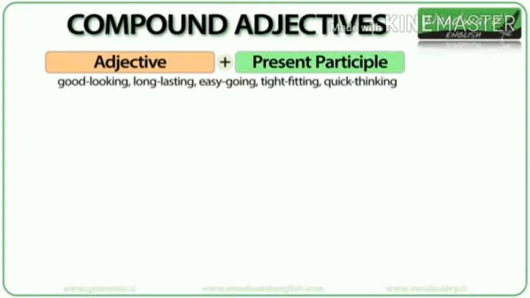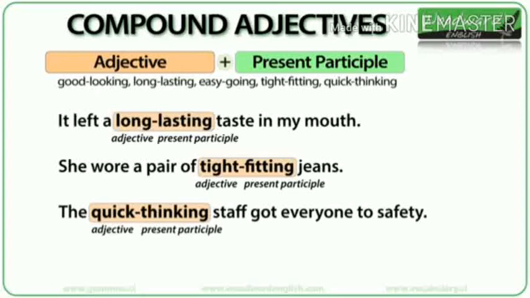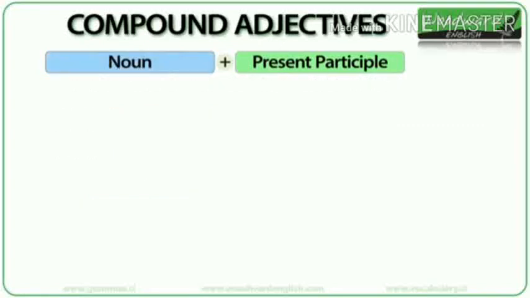Now, adjectives and present participles. Using these two, we can make compound adjectives. Good-looking, long-lasting, easy-going, tight-fitting, quick-thinking. These are the compound adjectives. By using adjective and present participle, we make them. It left a long-lasting taste in my mouth. Long is an adjective, lasting is a present participle. She wore a pair of tight-fitting jeans. Tight is an adjective, fitting is a present participle.